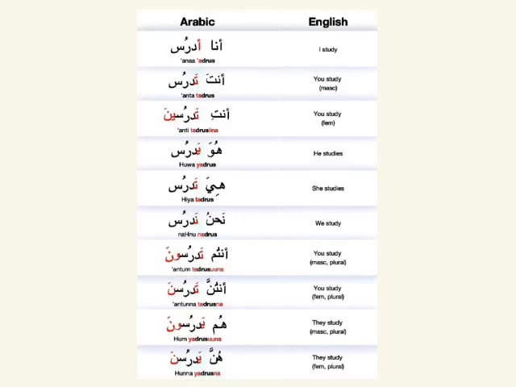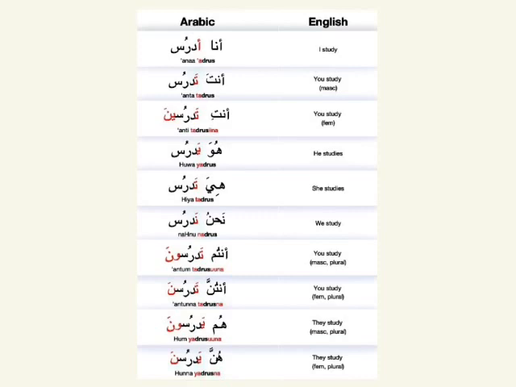When we're talking about a female, if we want to say "you study," we say enti tedrusina. We add a ta at the beginning of the verb and a ya, a noon, and a feta at the end of the verb. "He studies" is huwa yadrusu. So we add a ya at the beginning of the verb and a dhamma at the end of the verb.